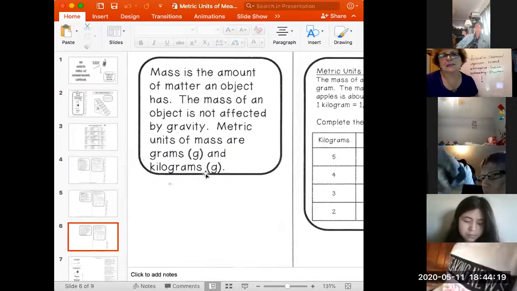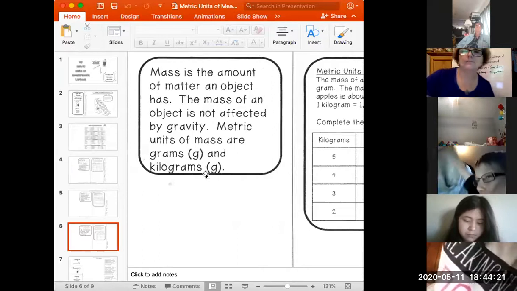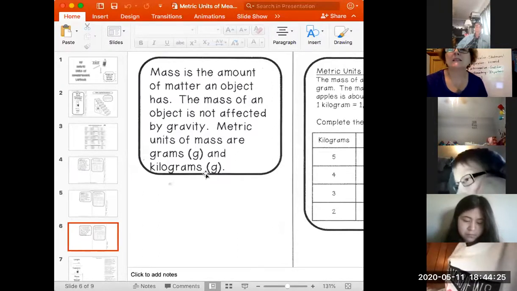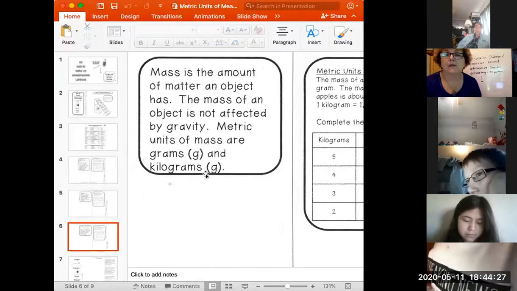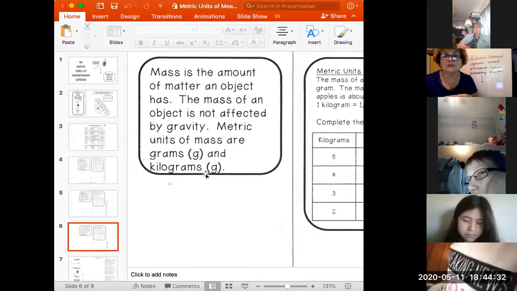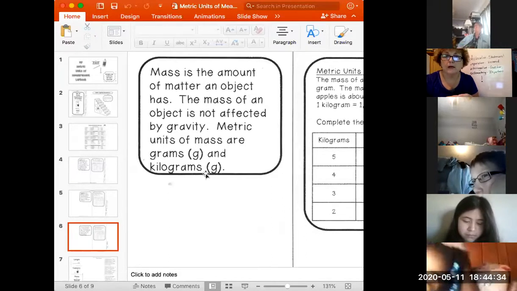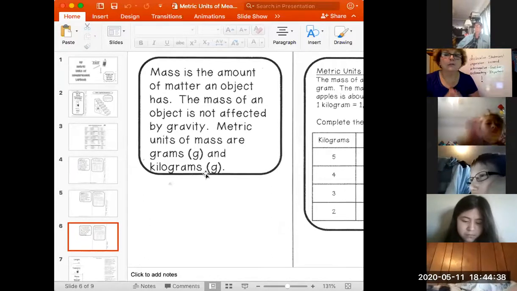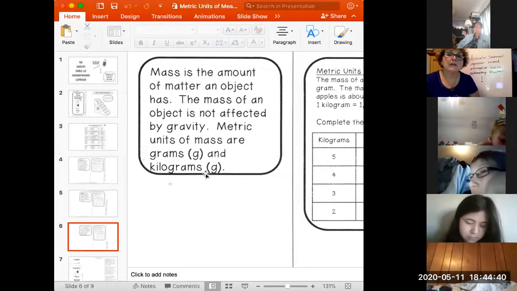And tonight, we're going to move into mass. What do you think mass is? How much something weighs? Exactly. It's the weight of something. The mass is how much that object weighs if you put it on a scale. Your mass, a car's mass, a book's mass, whatever it weighs on a scale.